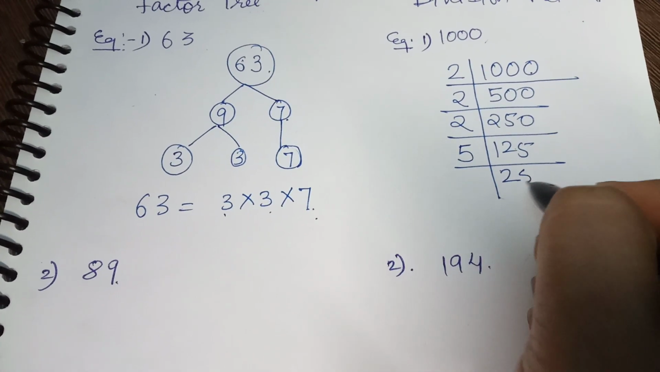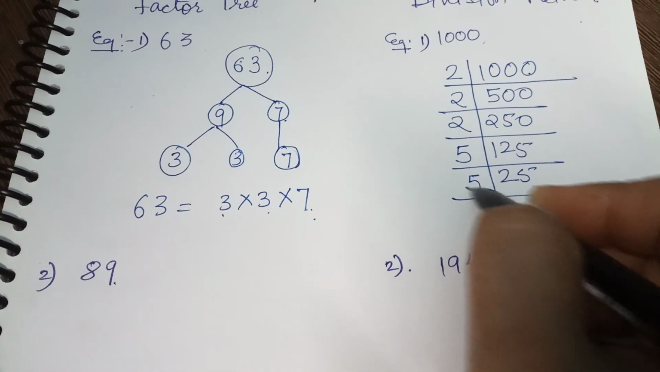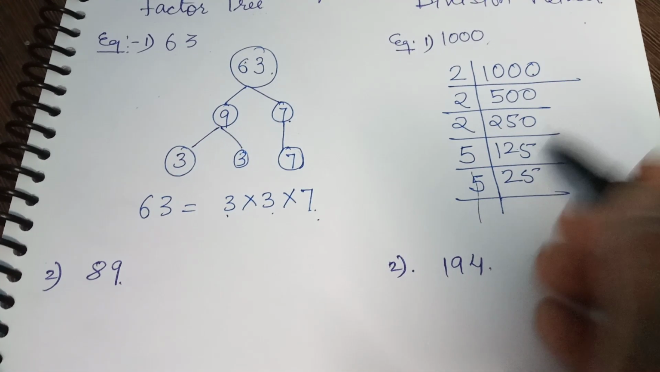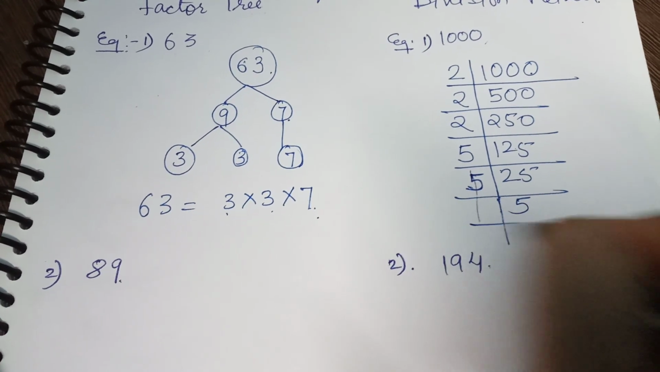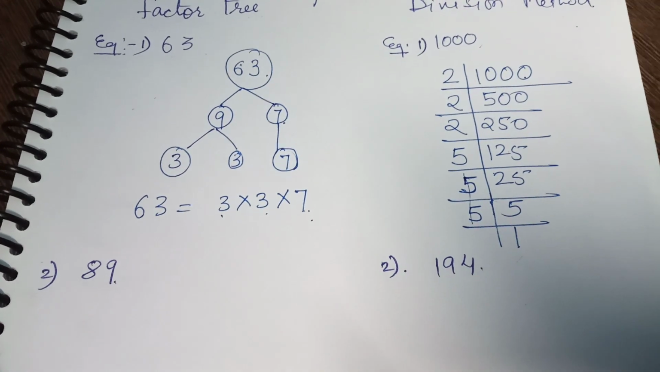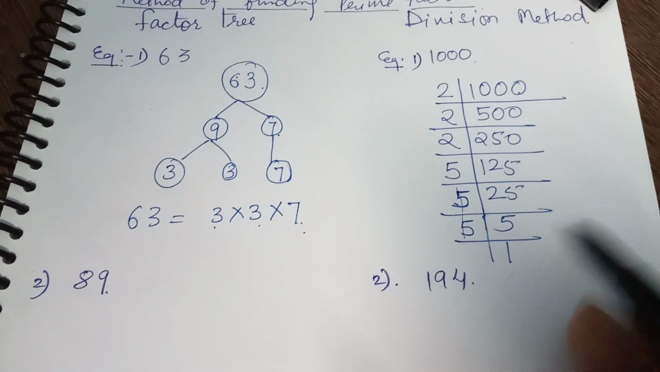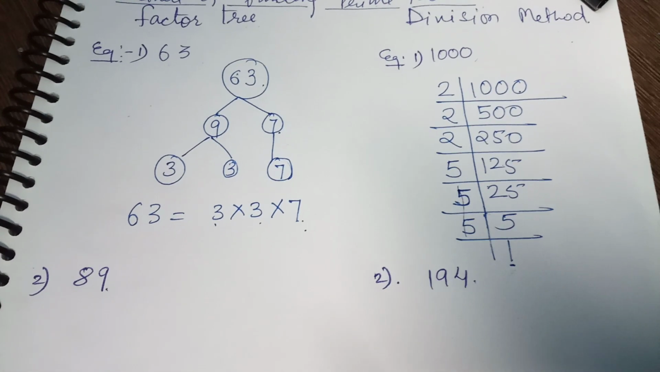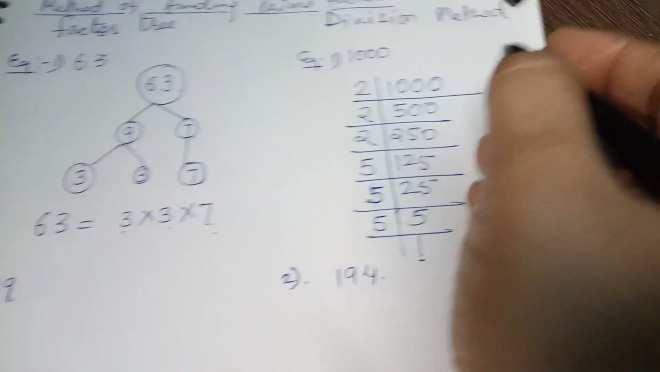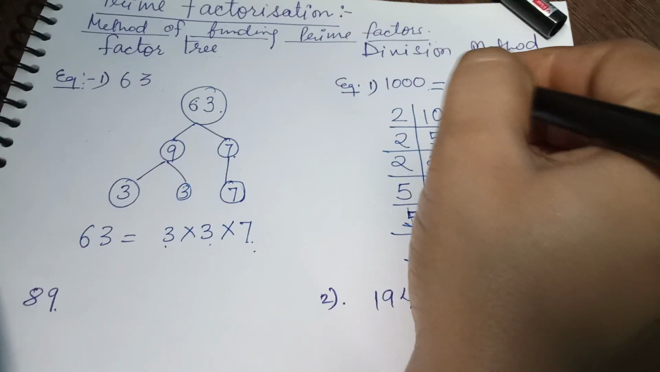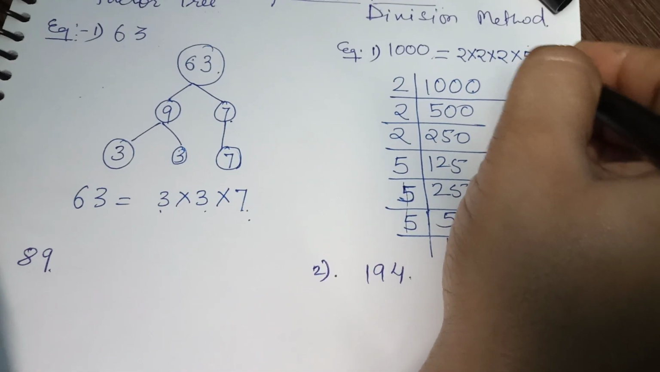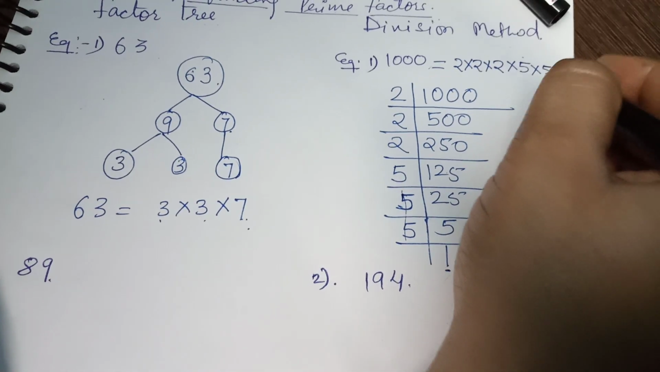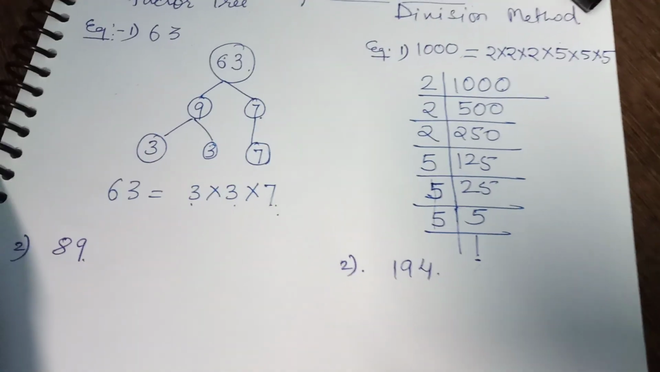5 times 2 is 10, 5 times 5 is 25, again with 5. We cannot take 4 because 4 is not a prime number. 5 times 5, again 5, 1. Do the division till you get the number 1. Now the prime factorization of 1000 is 2 into 2 into 2, 5 into 5 into 5. Right?